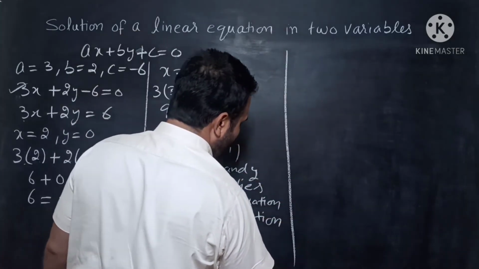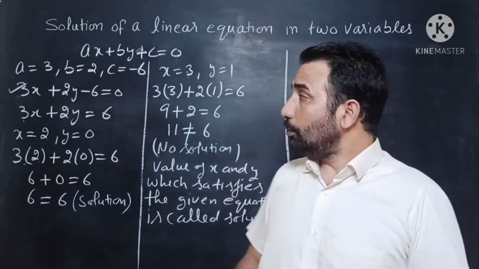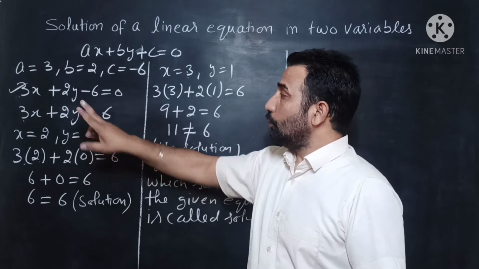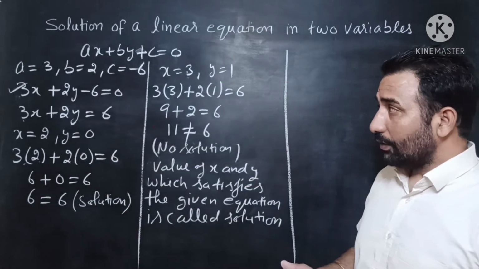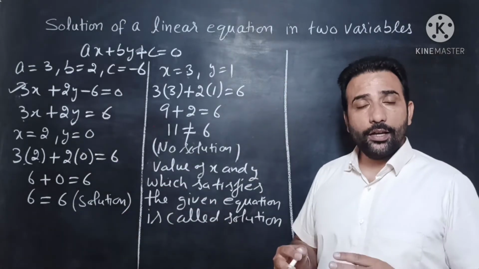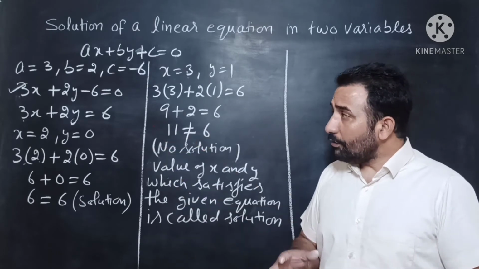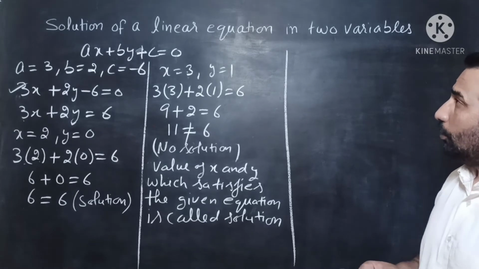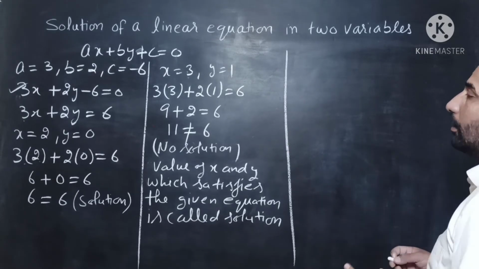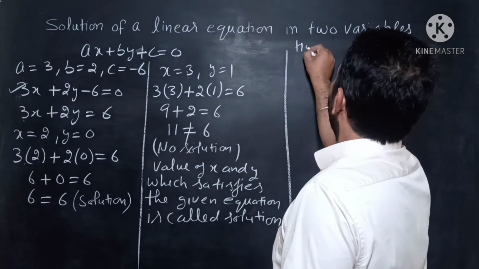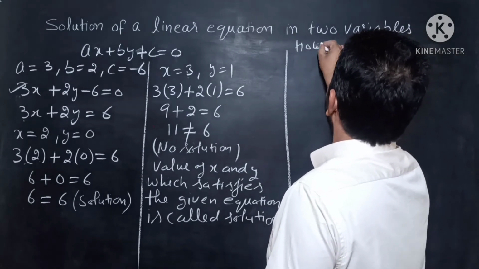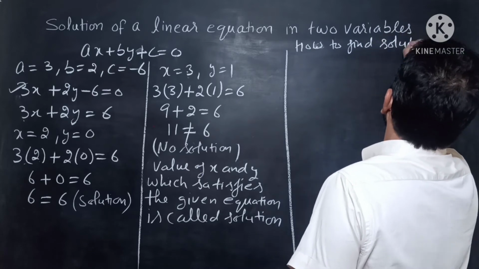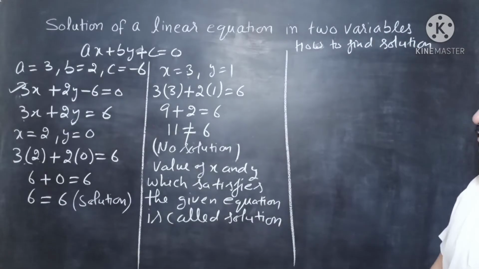Now the question is, how did I know that x equal to 2 and y equal to 0 is the solution of this equation? It was not a random guess, children. Actually I had solved it before, so everyone can find the solution. You can also find the solution. Now we will learn how to find a solution. That is very simple.